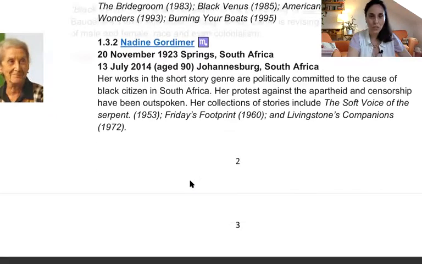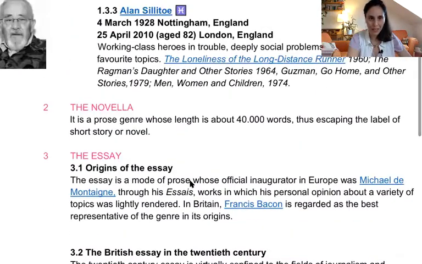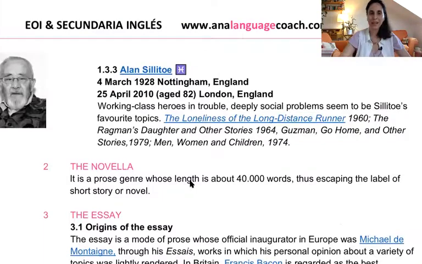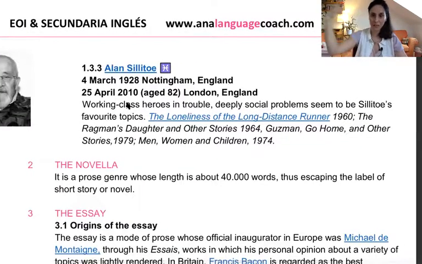So we continue reading the next author, who is Allan Sillitoe. He's Pisces, as you could see, and he is from England. And I'm going to read, as you can see, there is here his picture, and then you can click on this link and continue reading more and doing more research about his work.